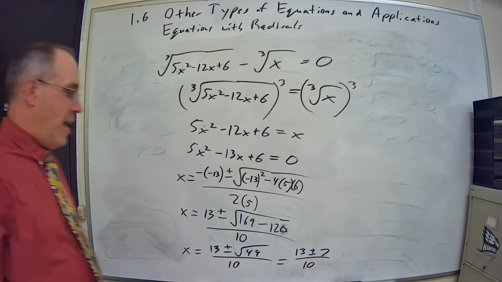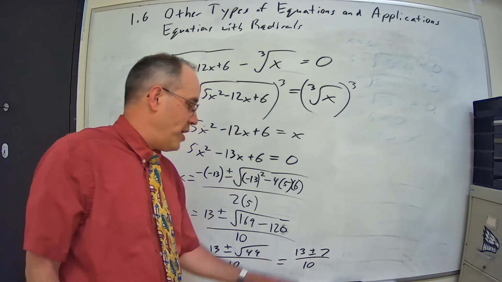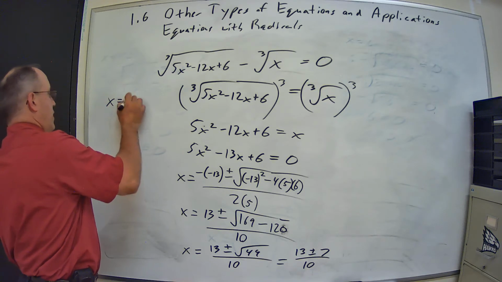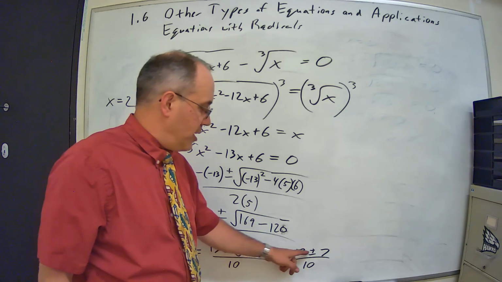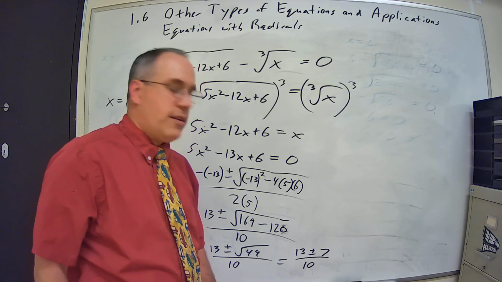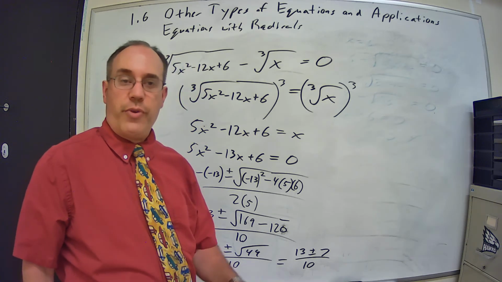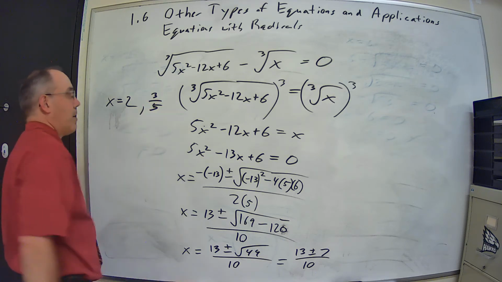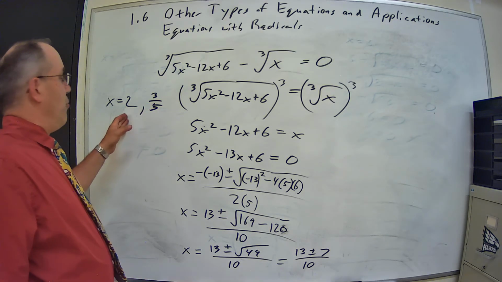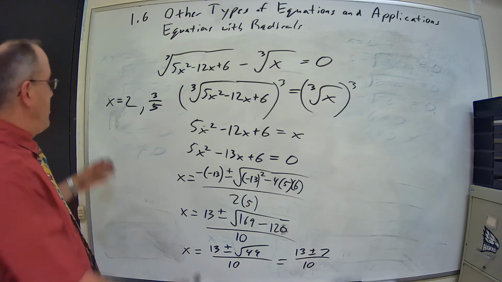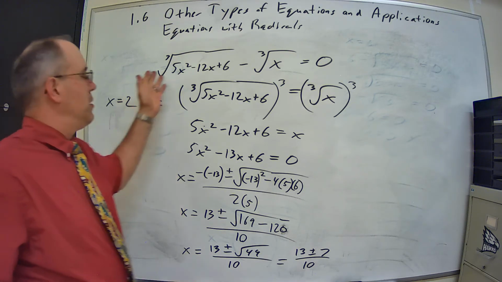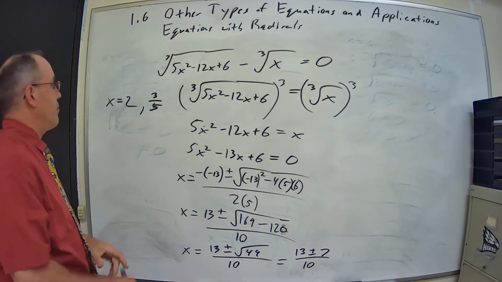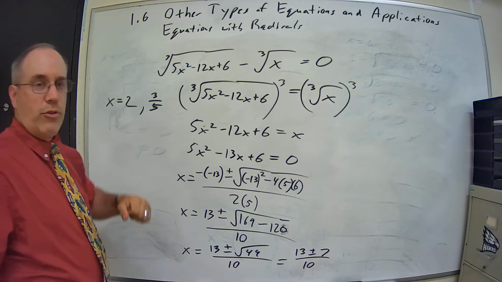So continuing on with that, 13 plus 7 is 20, divided by 10 is 2. So x equal to 2. And 13 minus 7 is 6, divided by 10, so 6/10 or 3/5. Well, now, just as we did with the previous one, we need to look at this and make sure that they work under this situation. So let's start with 2 because that looks easier to me.